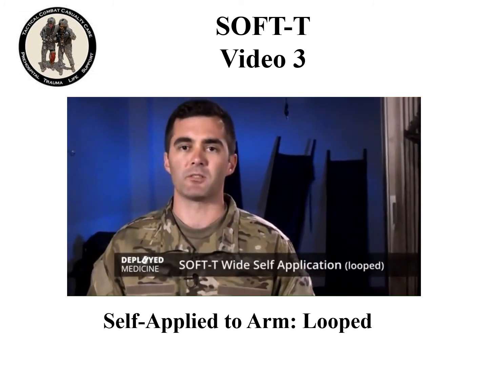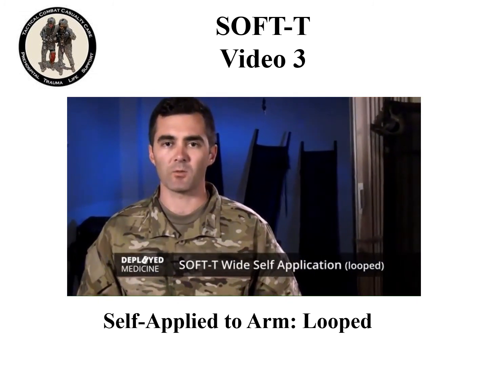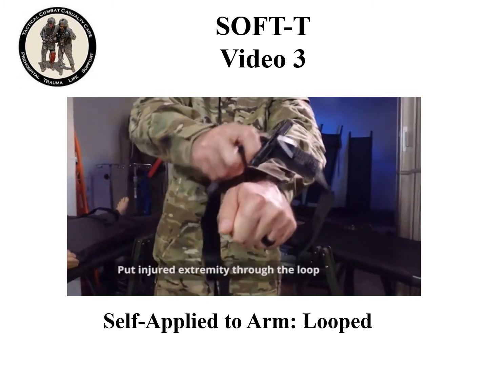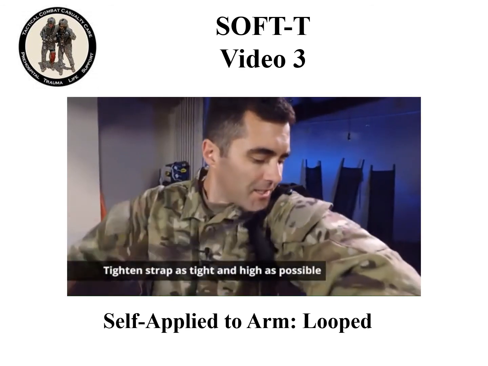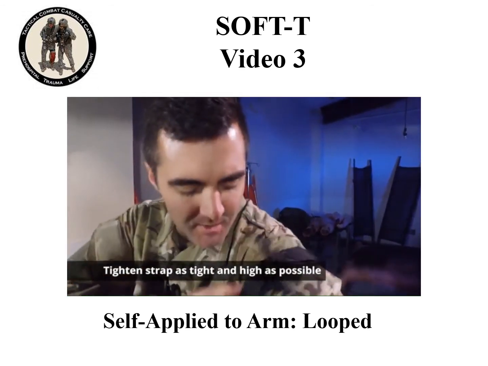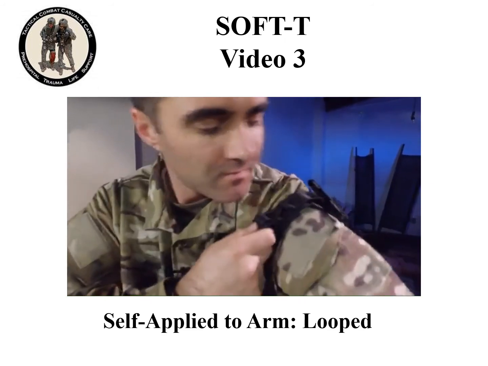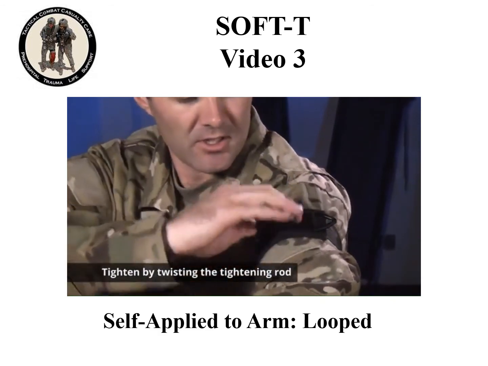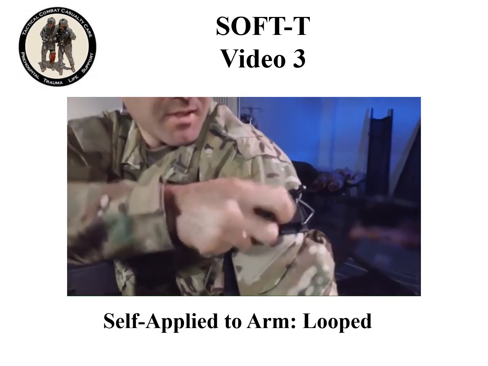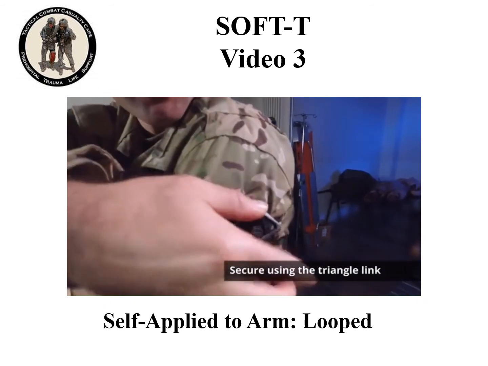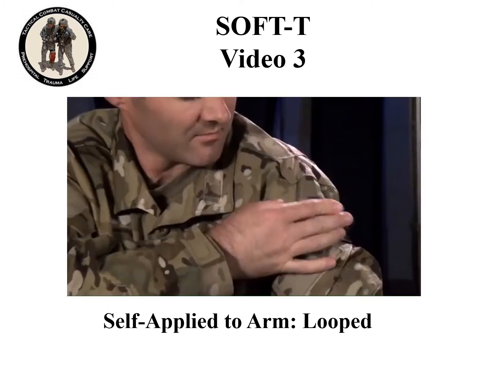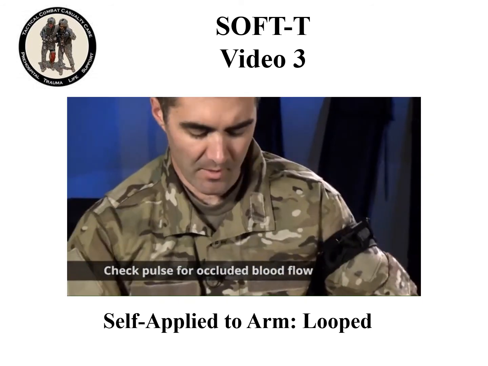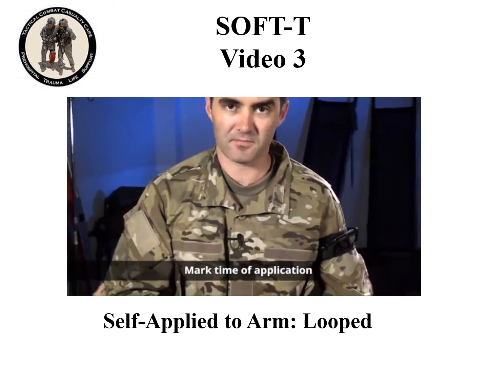Hey, Kurt here. We're going to talk about the Special Operations Forces Tactical Tourniquet Wide, or Soft T, self-application looped. First thing you want to do is open the tourniquet, put the injured extremity through, tighten down the strap as tight and as high as possible on the injured limb. Take the tightening rod, twist, and secure using the triangle link. Check pulse to make sure you've occluded blood flow. Remember to mark time on the tourniquet.